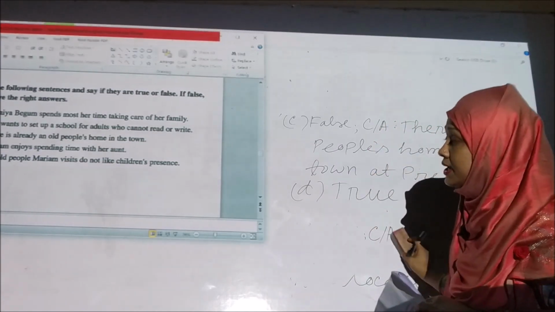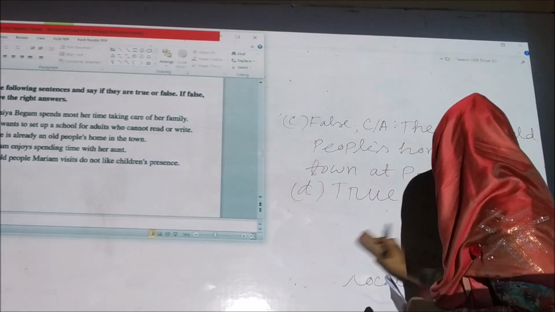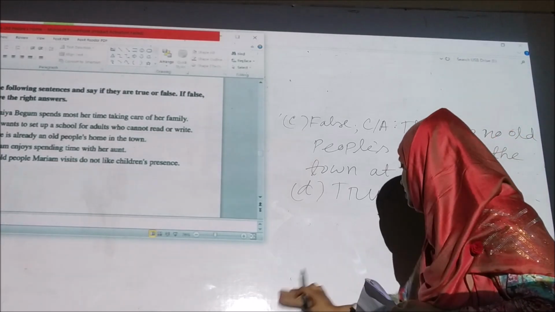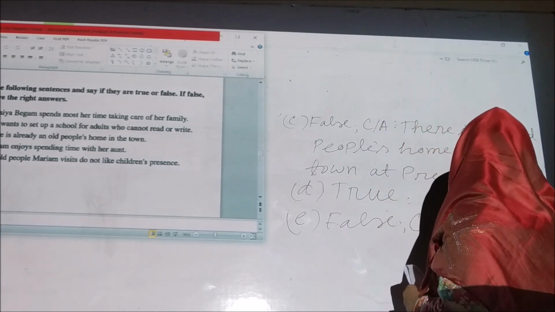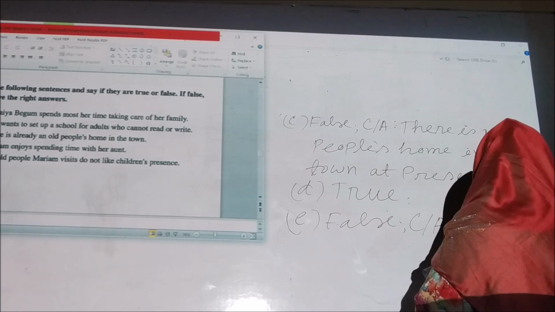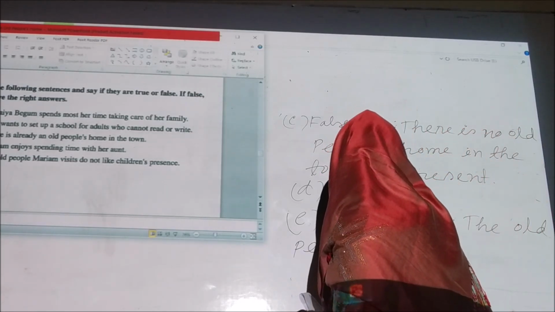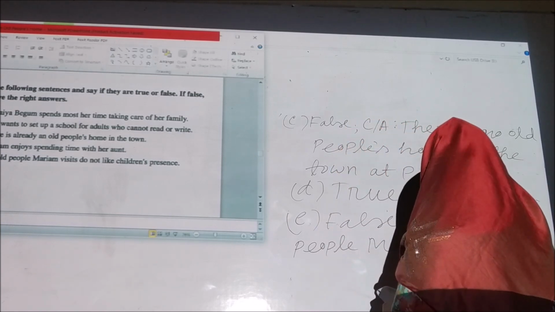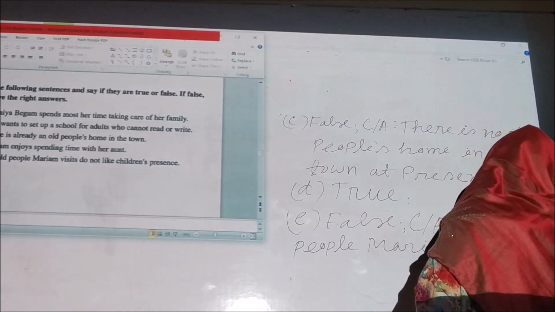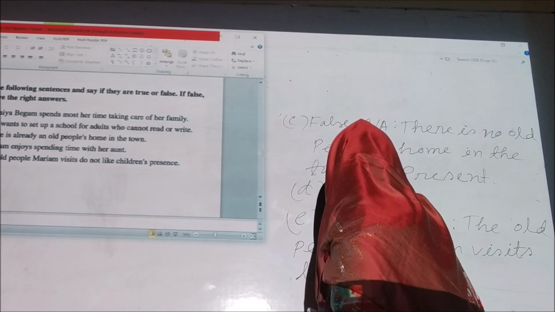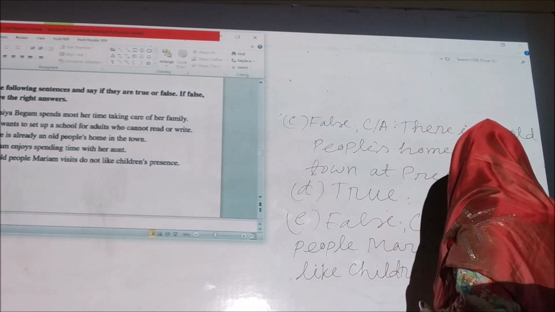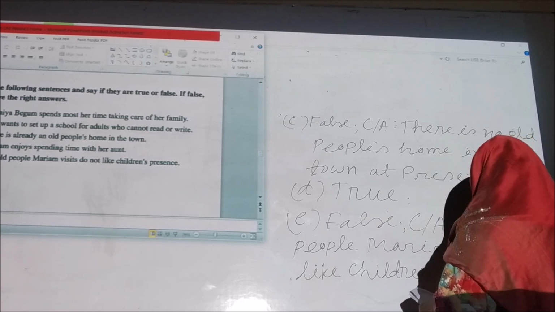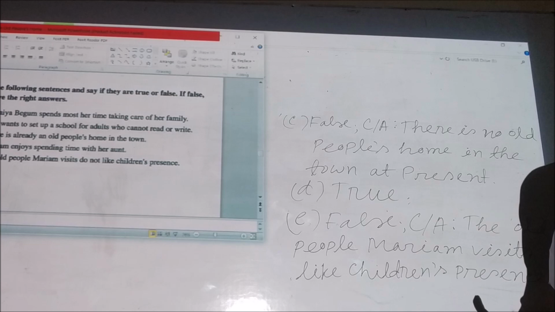Now, we will do number E, the old people Moriam visits do not like children's presence. So, it will also be a false statement. I hope you know, and the answer will be false and the correct answer: the old people Moriam visits like children's presence. Okay. So, number E will be false and the correct answer will be the old people Moriam visits like children's presence.